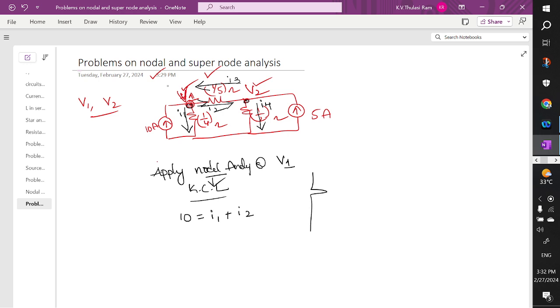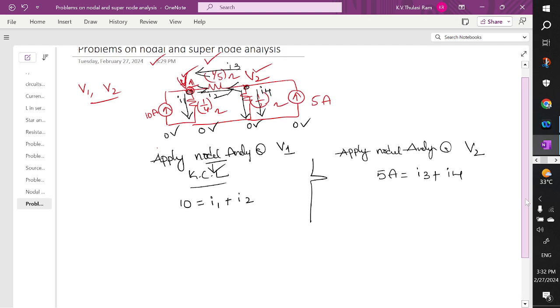This is one node. Coming to the second node, apply nodal analysis at node V2. How many entering currents are there? One entering current, 5 amperes, is entering. What are the leaving currents? The current is traveling from V2 to V1, so write down this current as I3, and the current is flowing from V2 to 0. All these are of 0 potential. So this is I3 plus I4.